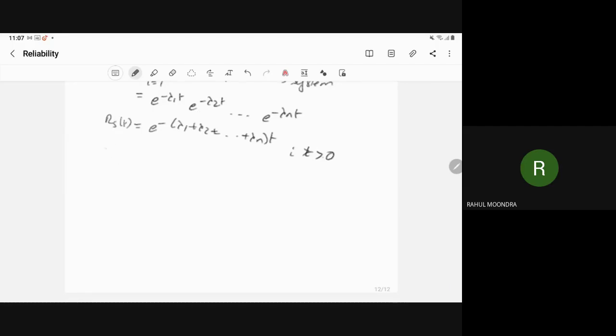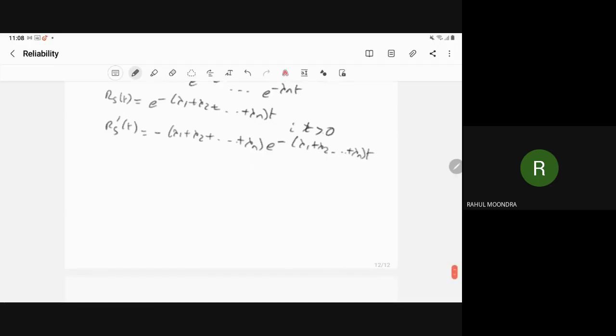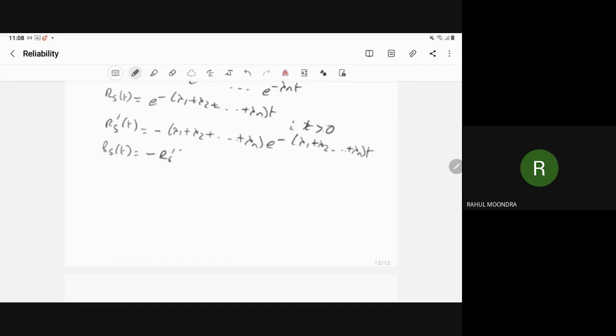And we know that if you differentiate, it will give you minus (lambda 1 plus lambda 2 plus lambda n) e to the power minus (lambda 1 plus lambda 2 plus lambda n) t, and F(t), the reliability of the system, minus of R(t), and this will become (lambda 1 plus lambda 2 plus lambda n) e to the power minus (lambda 1 plus lambda 2 plus lambda n) t.